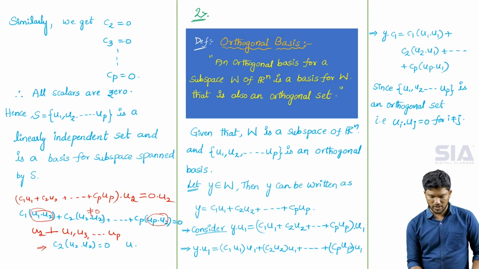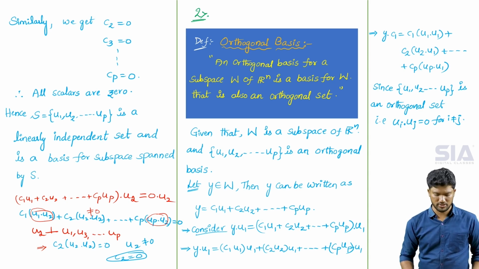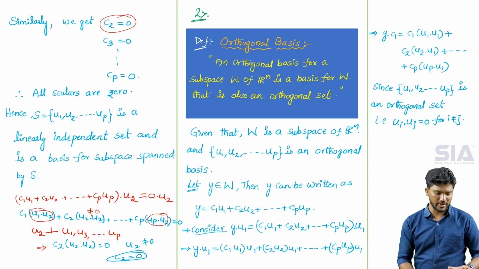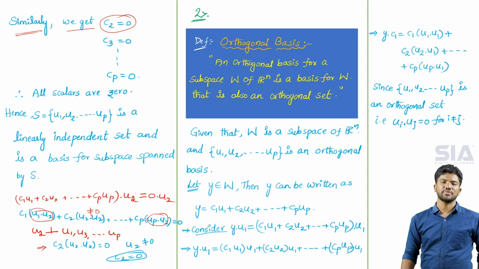Here U suffix 2 is not equal to 0. Why? Because it is a vector. Then automatically C suffix 2 equal to 0. The scalar constant value should become 0. C suffix 2 equal to 0. That is only here we are writing that value. That's why similarly we can get that process, C suffix 2 equal to 0.